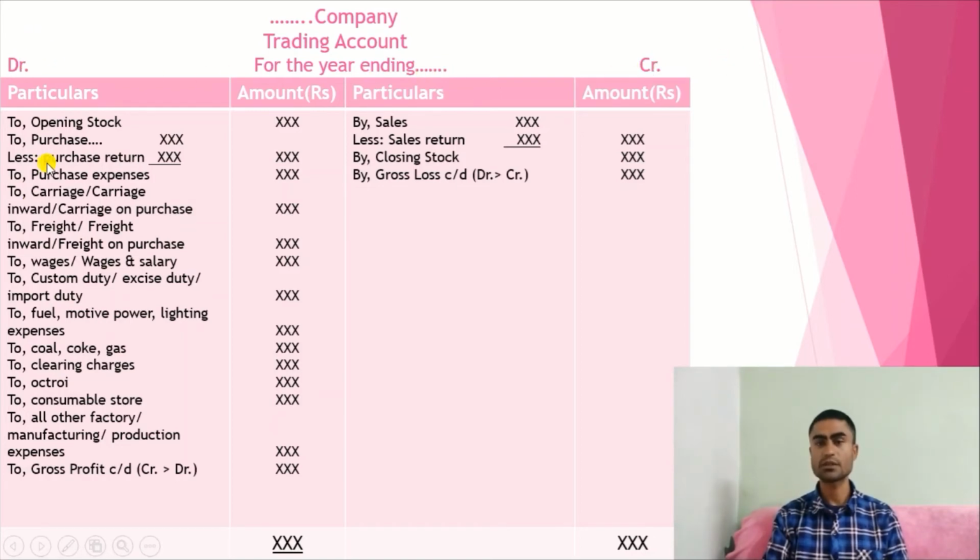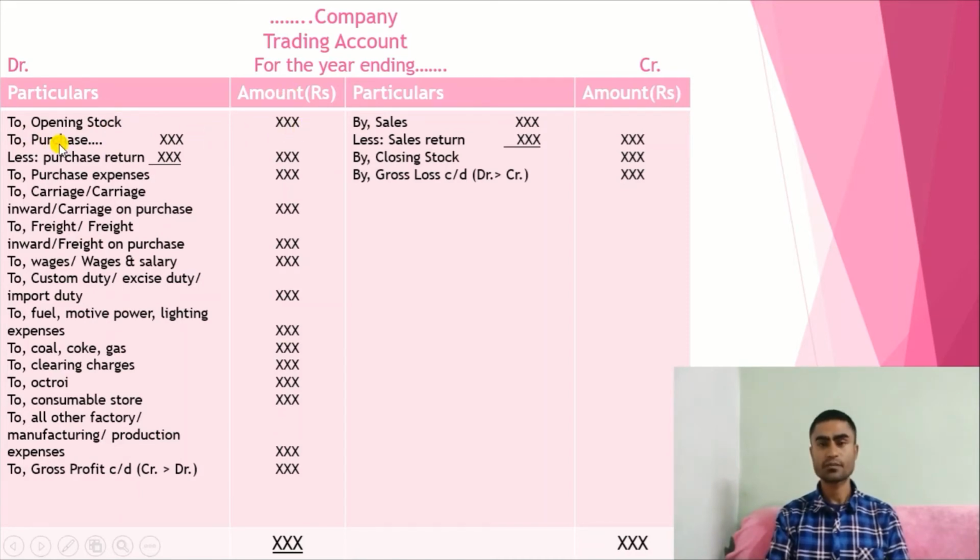There are 4 columns, that is particulars amount, papa. Yes, easy to remember. And now at the debit side, there are the different items which are written here. So first item, opening stock, we should write To in debit side and By in credit side. Okay, it is the rule. So we should write To in debit side, By in credit side before writing the different items. In debit side, first item we have opening stock, and the amount is written inside the amount column.